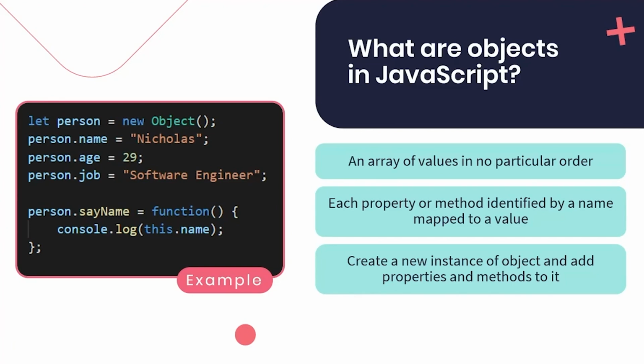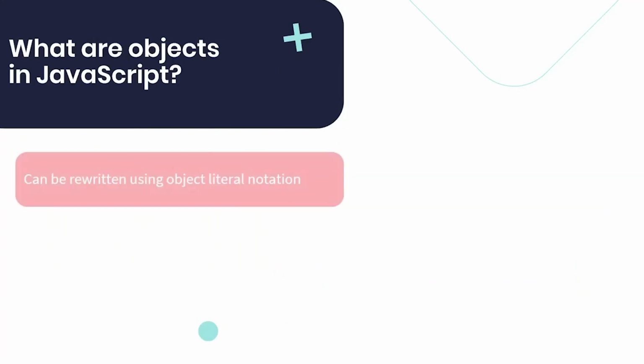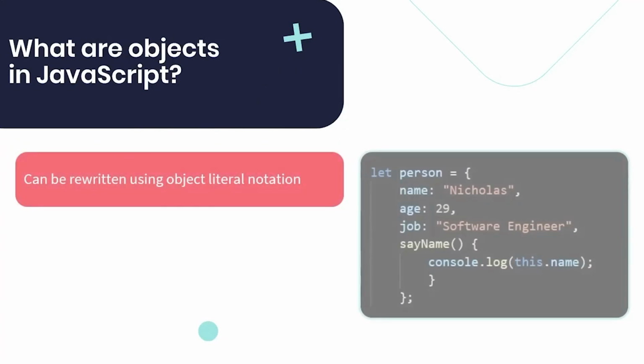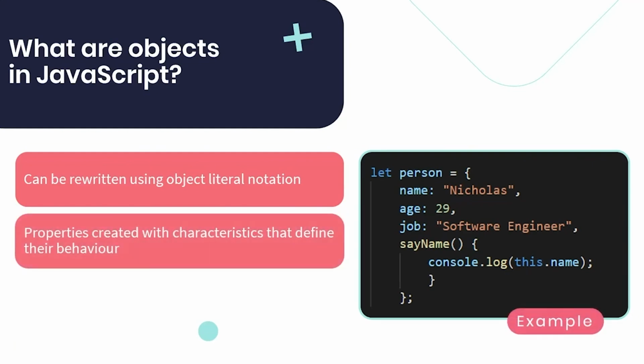Early JavaScript developers used this pattern frequently to create new objects. A few years later, object literals became the preferred pattern of creating such objects. The example that we just looked at can be written using object literal notation, like this. The person object in this example is equivalent to the person object in the prior example, all with the same properties and methods. These properties are all created with certain characteristics that define their behavior in JavaScript.